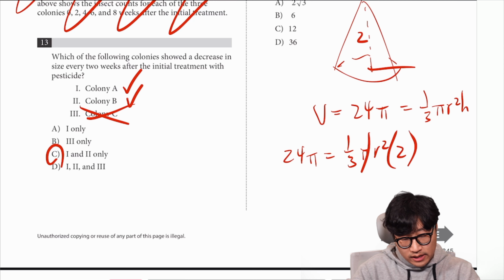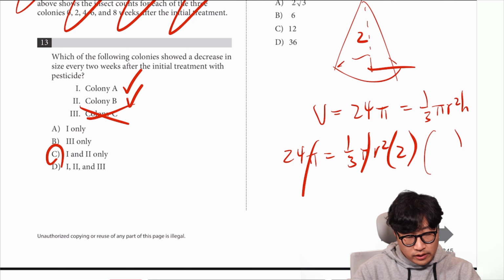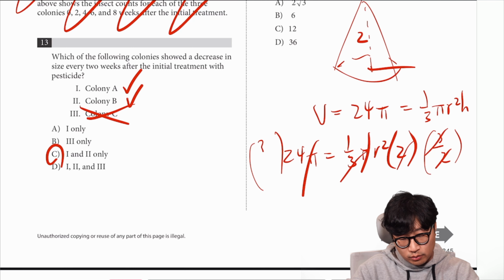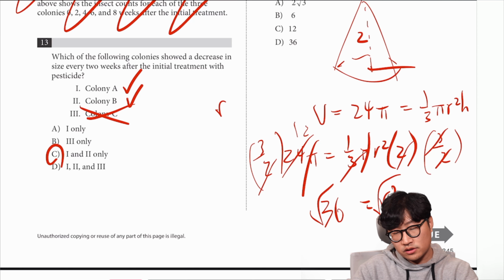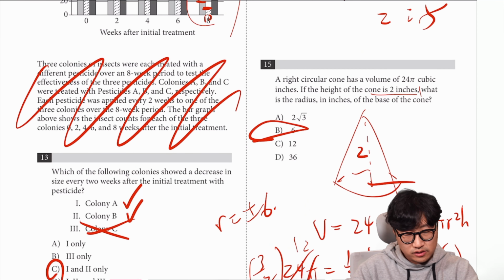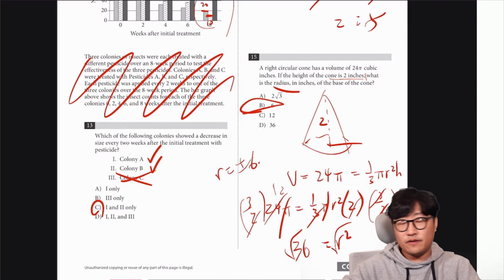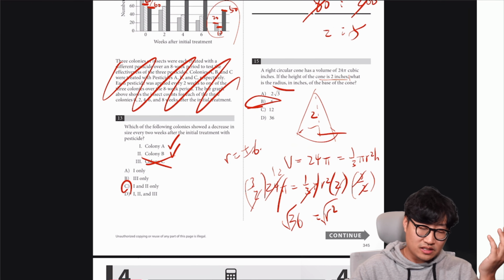So get rid of pi's on both sides, and then we're going to go ahead and multiply both sides by 3/2 to cancel the 2 and cancel the 3, so 3/2 here as well, and that'll be 12. So 36 is equal to r squared, so square root both sides. r is equal to plus or minus 6, which, as a radius, is just 6. So they want the radius of 6. If they wanted the diameter, well, the answer would be C, 12.